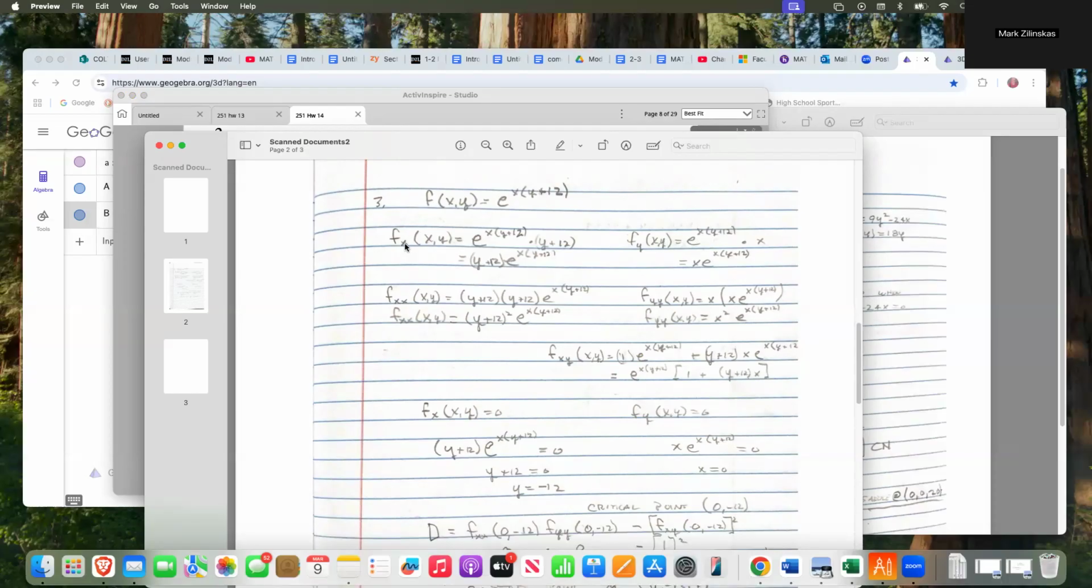Okay, so the first thing I'm going to do is find the partial with respect to x, and then find the partial with respect to y. Now, this is a relatively simple one to do. It looks complex, but remember, the derivative of e to the x is just e to the x.